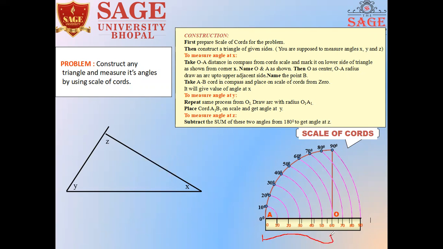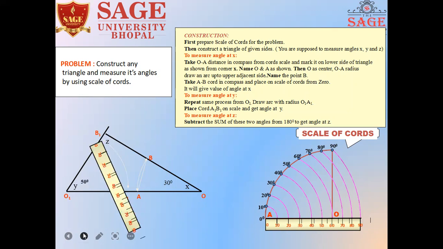Now I'm showing that O2A is the scale of chord. You will take it and measure O2A on this side. First we will find this angle. This angle is 30 degrees, and with the same help you will find the other angle. According to this, the other angle is 50 degrees. You will measure with the help of this.